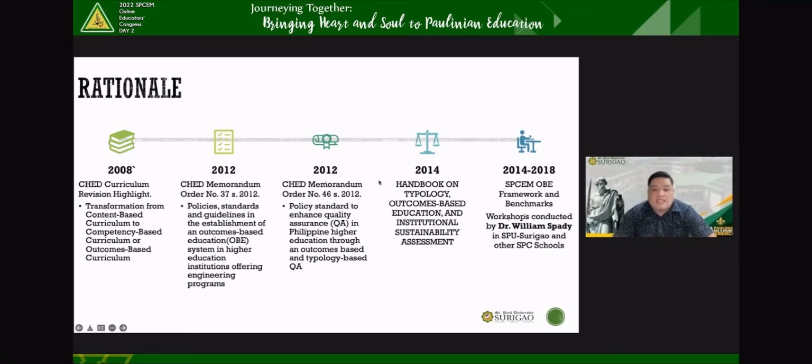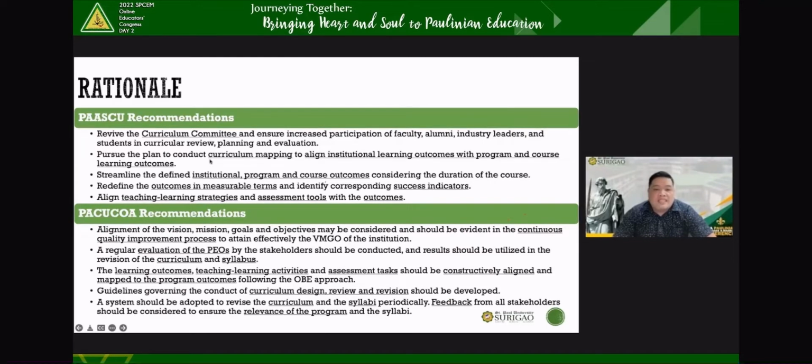For us in the SPC Education Ministry and SPC schools, from 2014 up to 2018, there were initiatives done by the SPCEM on the OBE framework, which serve as benchmarks for all the SPC schools. At the same time, Dr. William Spady conducted workshops on OBE in SPU Surigao, for example, and even in other SPC schools. And lately, we also based our OBE initiatives on the opportunities for improvement and recommendations from both our PAASCU and PACOCOA accreditation findings. The words that are underlined are the keywords matching the OBE framework that we considered and the OBE implementation of SPUS.